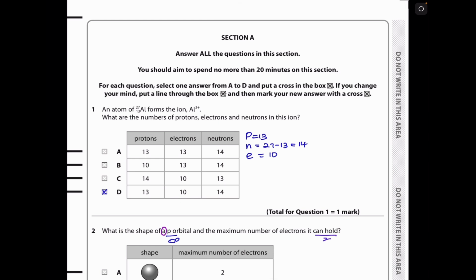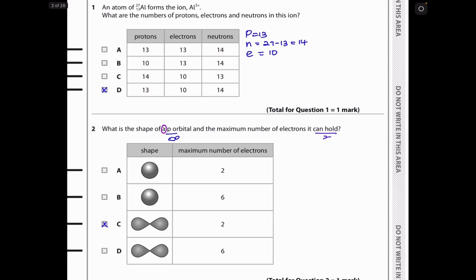Question 1. An atom of aluminium forms an ion of aluminium 3+. What are the numbers of protons, electrons, and neutrons in this ion? To convert an aluminium atom into an aluminium ion, 3 electrons must be lost. However, the number of protons does not change, it's still going to be 13. Here, the number of neutrons is going to be 27 minus 13, meaning atomic mass minus the number of protons, or atomic number, which is going to be 14. So the answer is going to be D, 13 protons, 10 electrons, and 14 neutrons.